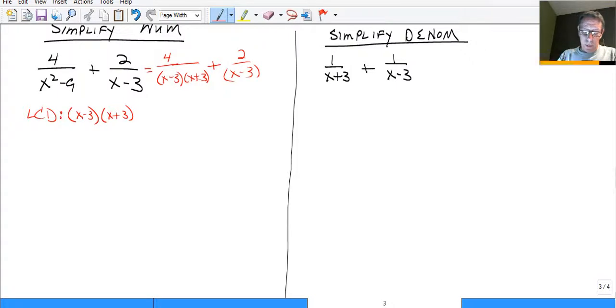So now let's convert these terms to new terms with the new denominator. So the first term, since this 4 over x minus 3, x plus 3 needs to become a new denominator with x minus 3, x plus 3 as a denominator, we can see that it already has those terms in it. So my numerator, that first term, is going to be the same.